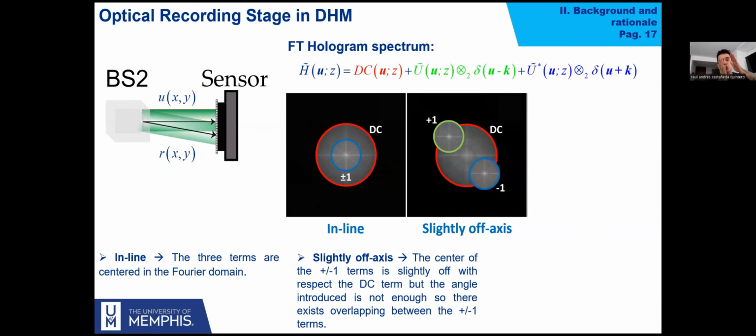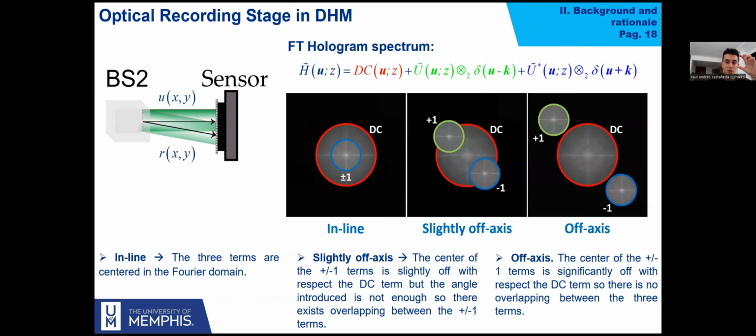Now, if you start to move the angle between the object and the reference beam, you can obtain a configuration where the plus one and the minus one terms are overlapping with the DC term, but not between them. And finally, when the three diffraction terms are located in such a way that there is no overlapping between them, the hologram is recorded in off-axis architecture. These are the three main ways you can record a hologram.